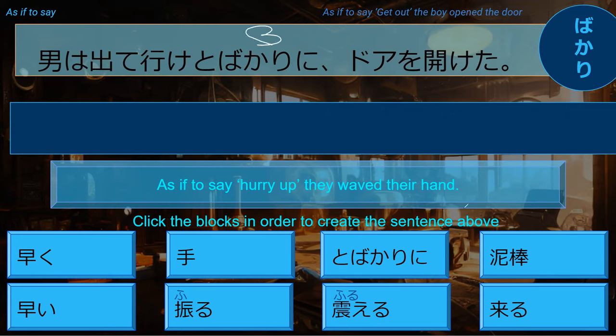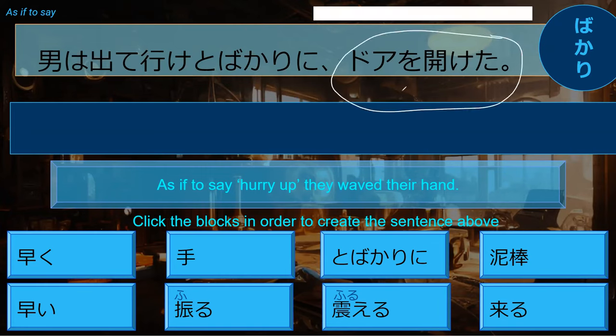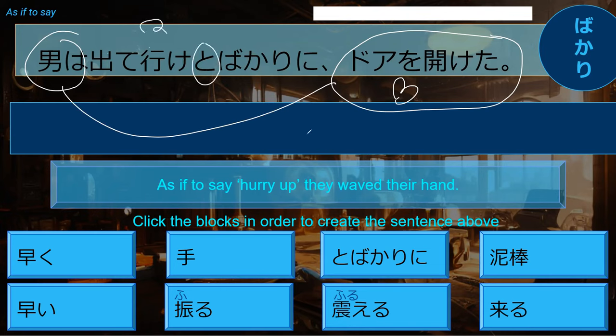As if to go out, he opens the door. Good guess. We do have opens the door here. Perfectly correct. Door, akita, open the door. So the boy opened the door. Correct. The thing that's wrong is dete ike to bakari ni. So this right here is a lot like iwan bakari, but it has a to particle here to insinuate a quotation. So this is actually used for metaphors of speech.